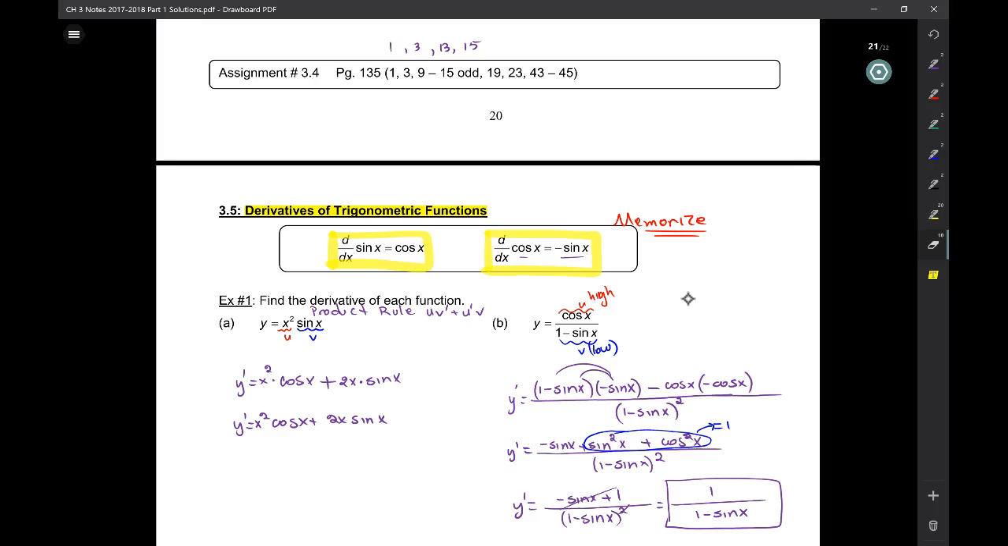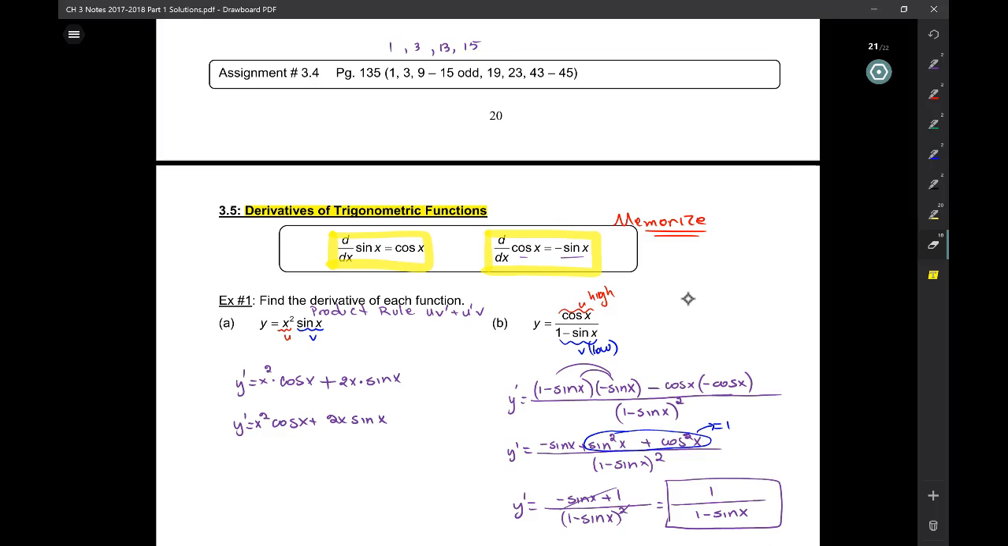So if my function is sine of x, and I find f prime, then that would be cosine of x. Now what about f double prime?